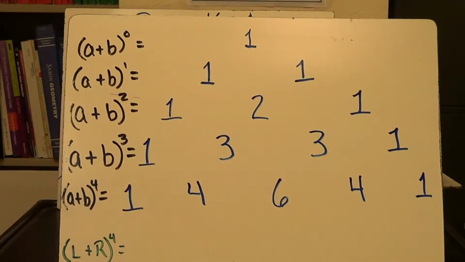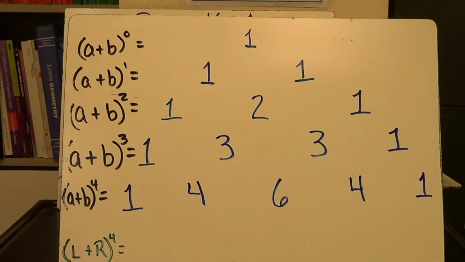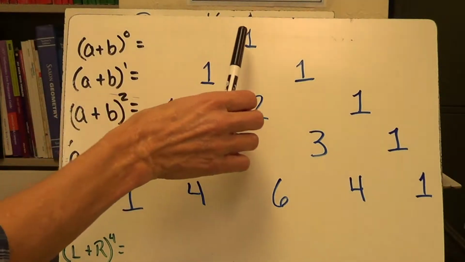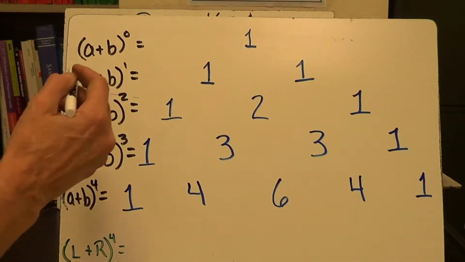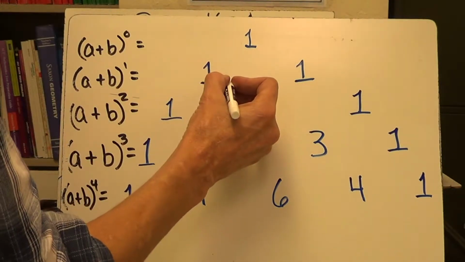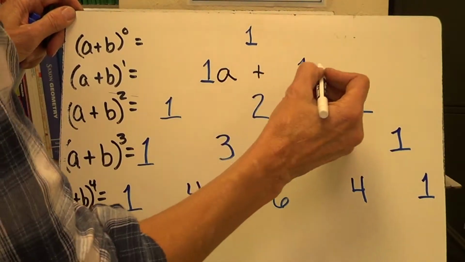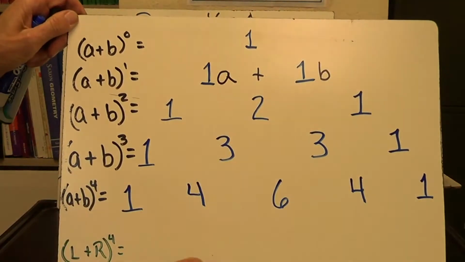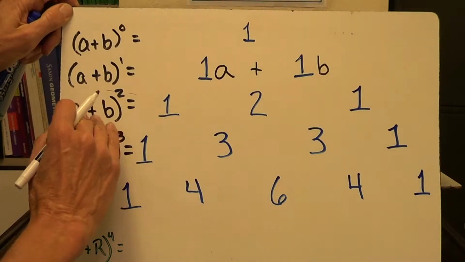So now, guess what? I could have made your job a lot easier on the first screen when I had you raise that binomial to the 5th power. Because look what happens here. A plus b to the 0th power is equal to 1. Anything to the 0th power equals 1. A plus b to the 1st power, this would actually be 1a plus 1b. Okay?